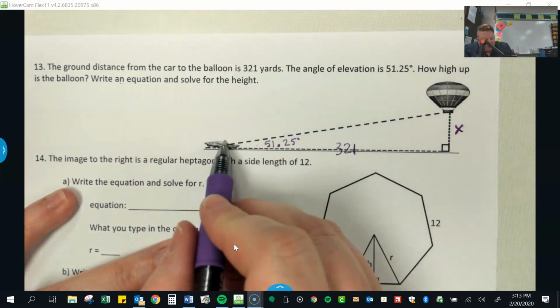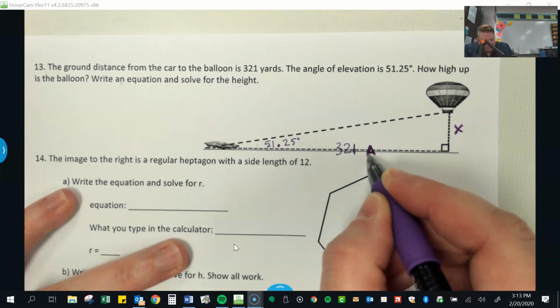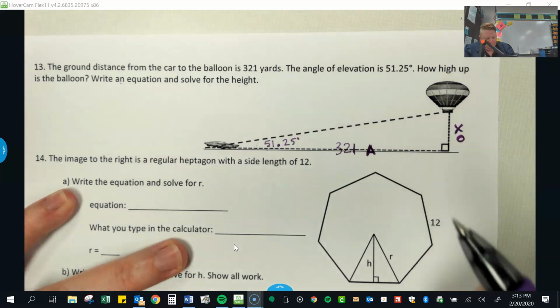So if I'm standing here at the car, this is going to be my adjacent side. All right, and this is going to be my opposite side. It's away from me, it's opposite.